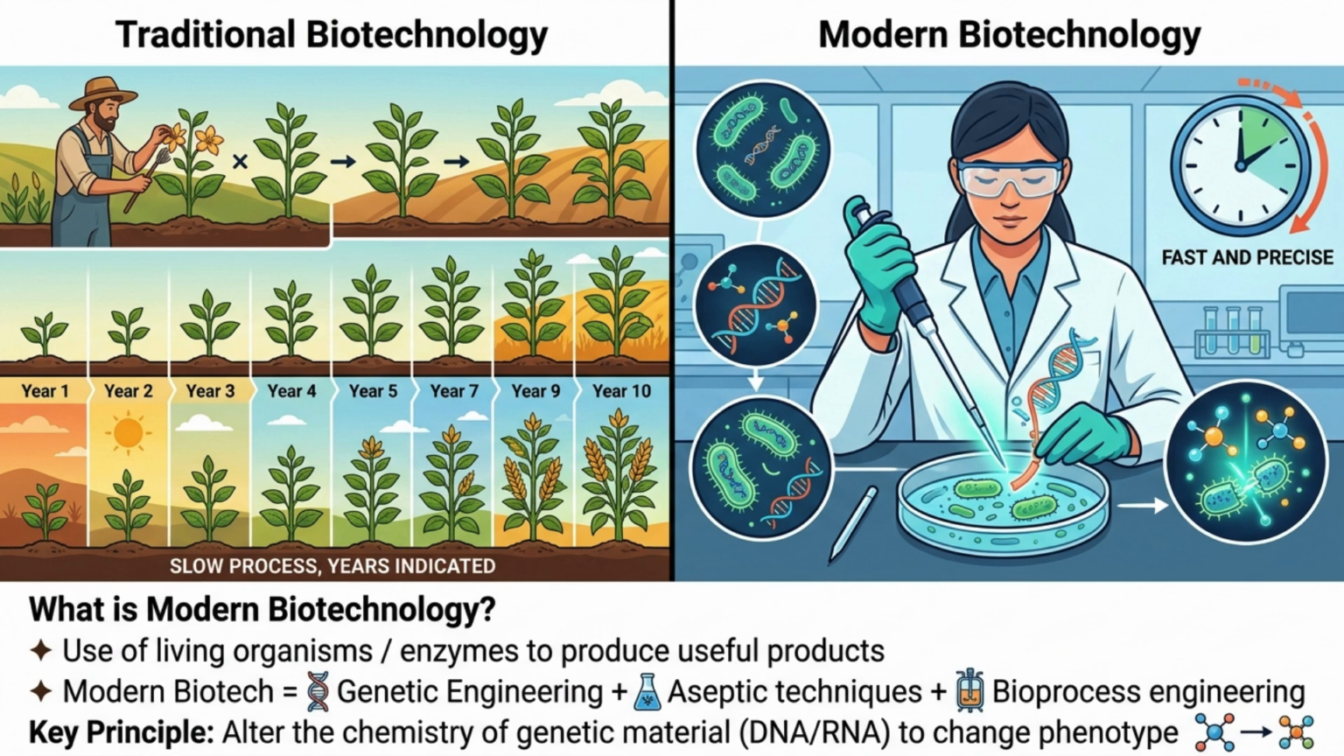The NCERT defines modern biotechnology as techniques using living organisms or their derivatives to make products or processes for specific use. But NEET loves to test the three pillars of modern biotechnology. 1. Genetic engineering to alter DNA. 2. Maintaining sterile or aseptic conditions, and 3. Bioprocess engineering to scale up these processes. Remember this trinity. It has come in PYQs multiple times.